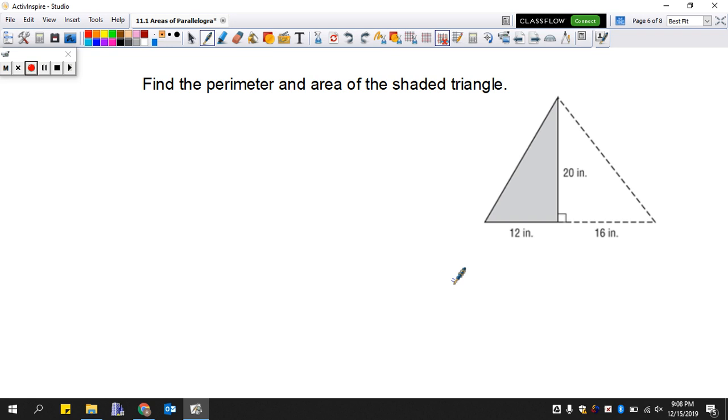All right, find the perimeter and the area of the shaded triangle. The shaded triangle has a right angle here, so we can find the hypotenuse. We need to find the hypotenuse in order to find the perimeter. a squared plus b squared is equal to c squared. So that's 12 squared plus 20 squared is equal to c squared. 144 plus 400 equals c squared.